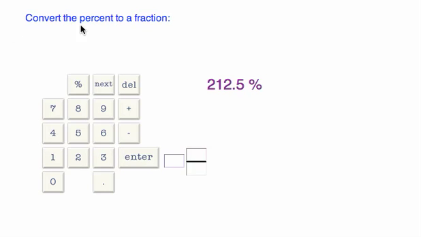Welcome to level 2. Here we're converting a percent into a fraction. And here we have 212.5%. This is one of the more difficult types of questions. To convert this into a fraction, I'm just going to convert it into a decimal first.